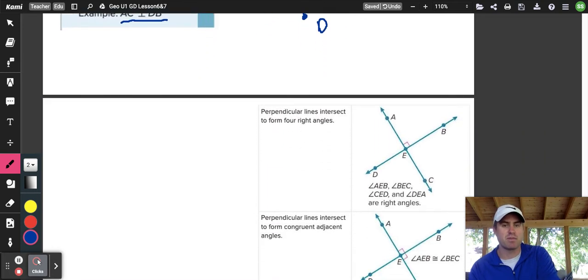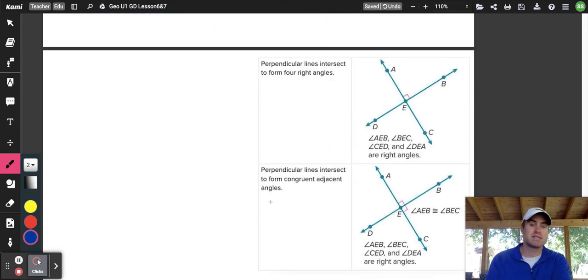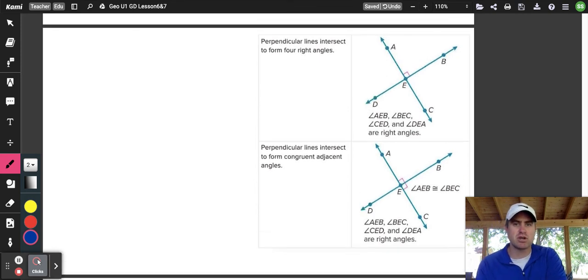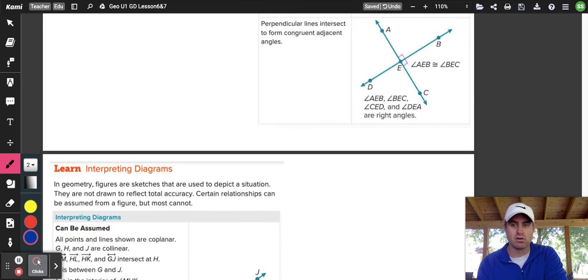We'll talk a lot about perpendicular segments and lines in a couple of days. So here's just a couple of pictures. Perpendicular lines intersect to form 4 right angles. Perpendicular lines intersect to form 4 congruent angles.